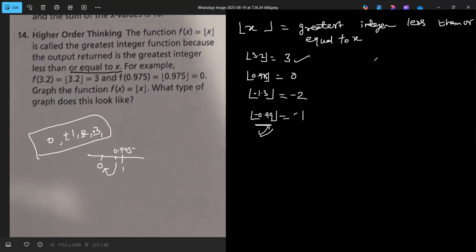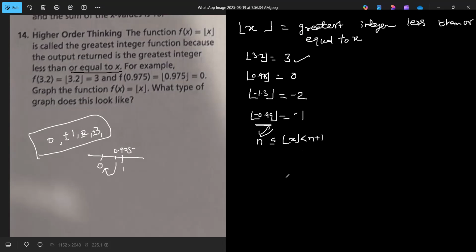Okay, so you can say, right, the greatest integer value of x always lies between n and n plus 1, where n is the greatest integer less than or equal to x, right?